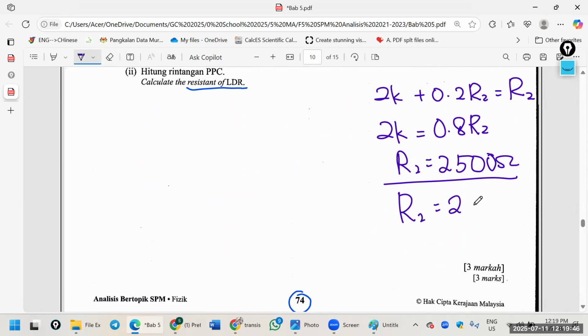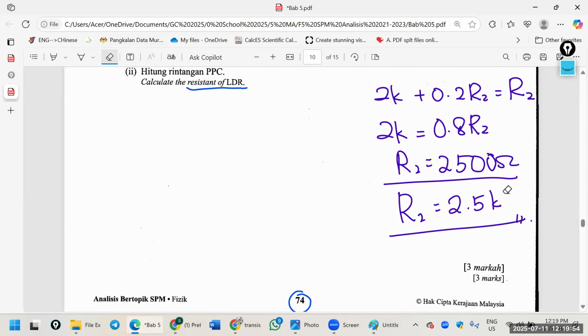R2 equals 2.5 K ohm. K only, no marks, because what unit is ohm.